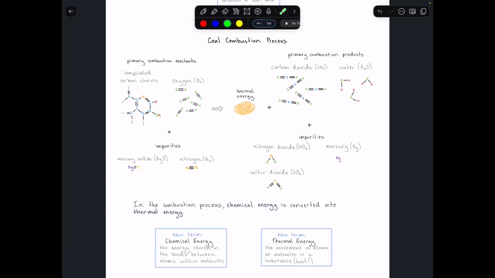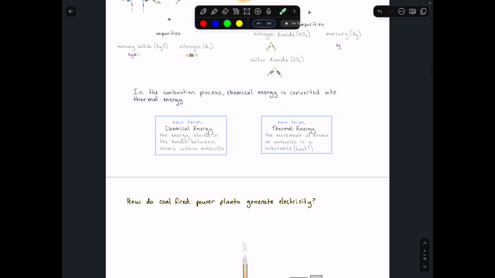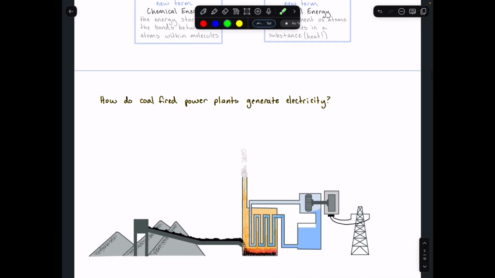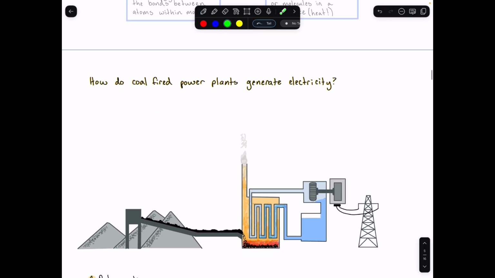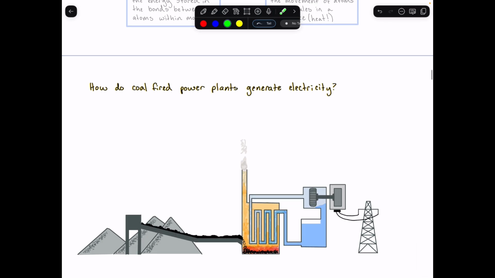Okay, so that's the coal combustion process. Now let's walk through how a coal-fired power plant generates electricity. Here is a simplified sketch of a coal-fired power plant that I've put together, and let's do some labeling. These gray piles here are supposed to be the coal that has been mined.